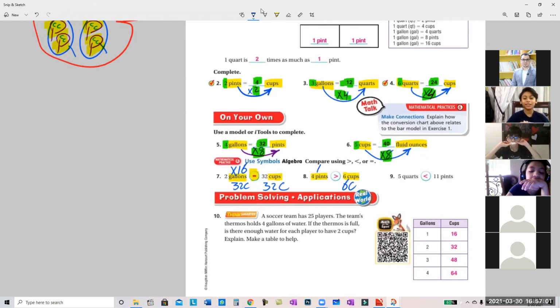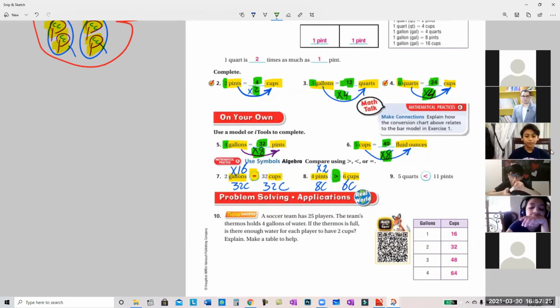And how can we convert from pints to cups? I have to multiply by 2. Yeah, multiply by 2, so it will be 8 cups. So which is greater, 8 or 6? Of course, 8. Yeah. Thank you so much, Ryan.